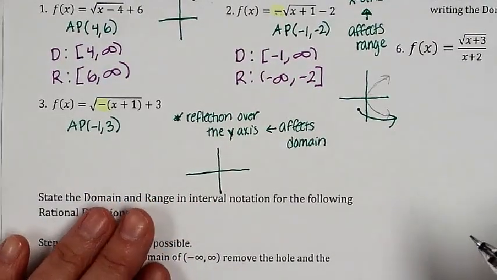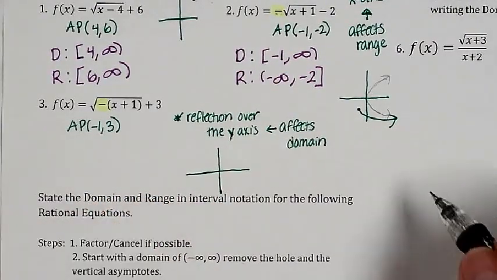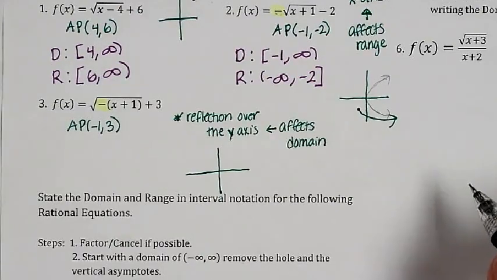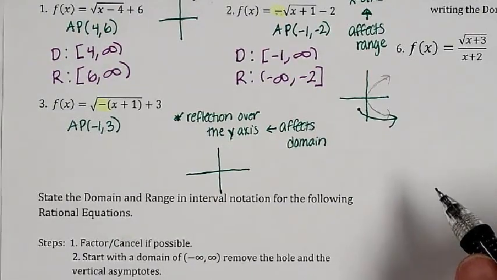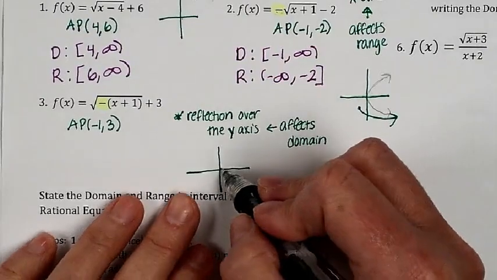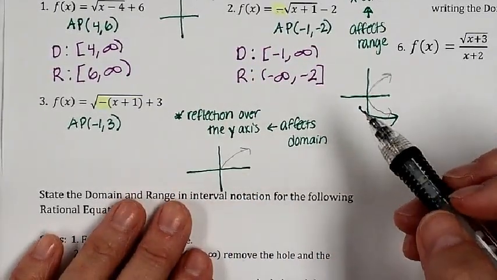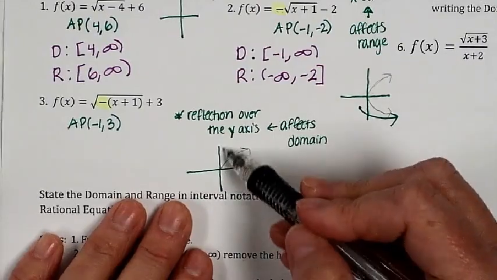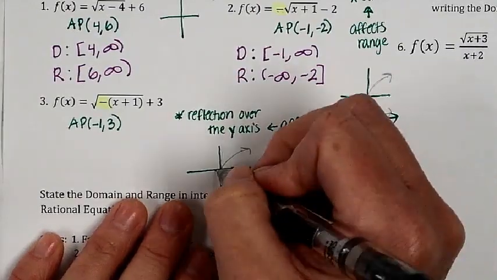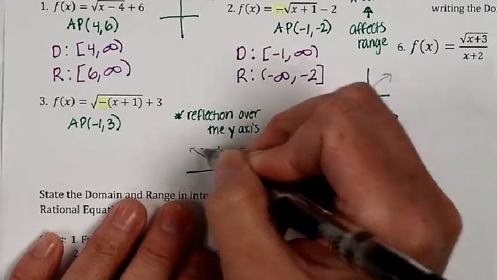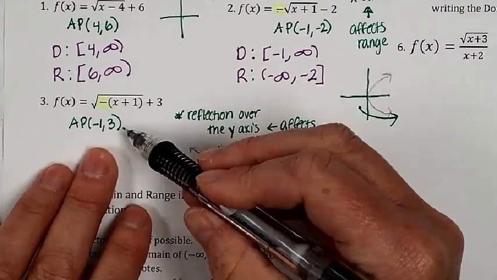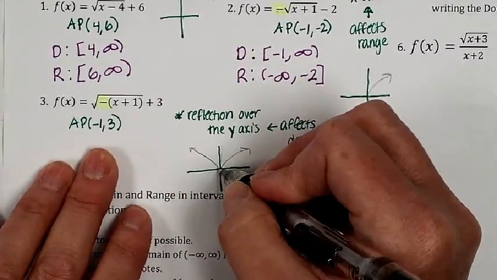So thinking about this graphically, my parent function looks like this. We're reflecting over the y-axis, so it's going to go that way. My anchor point though is at negative 1, 3, so we need to move it over to negative 1, up 3. So it's going to go like that.